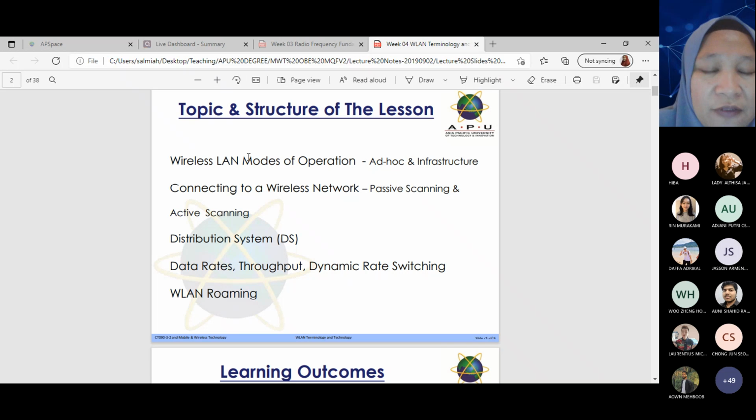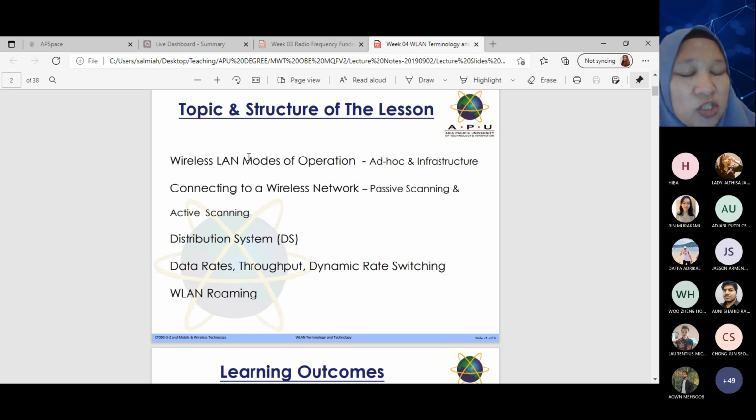Then followed with data rates, throughput, and dynamic rate switching. These are terminologies. In other words, when you want to have a wireless LAN infrastructure, you must know the terms of data rates, throughput, and dynamic rate switching. I believe for data rates and throughput, you already know what the terms are, but dynamic rate switching is something that is new to you. Never mind, we will learn about dynamic rate switching. Actually, the concept relates to movement, either you move further from the wireless router, from the access point, or you move nearer.